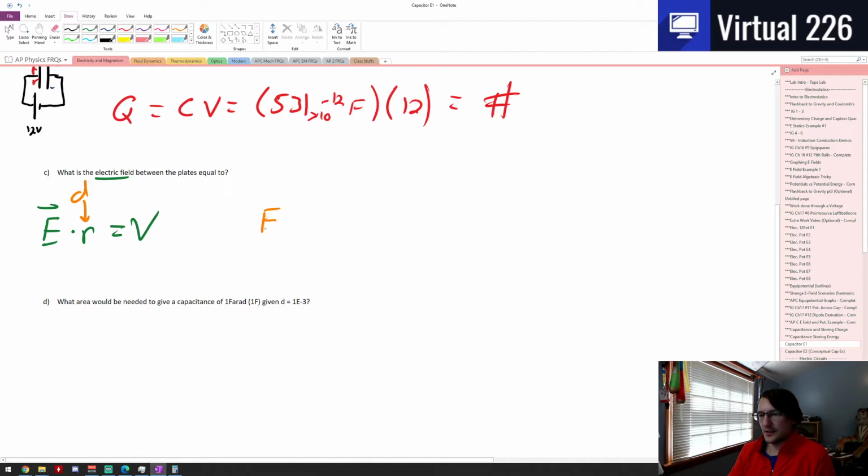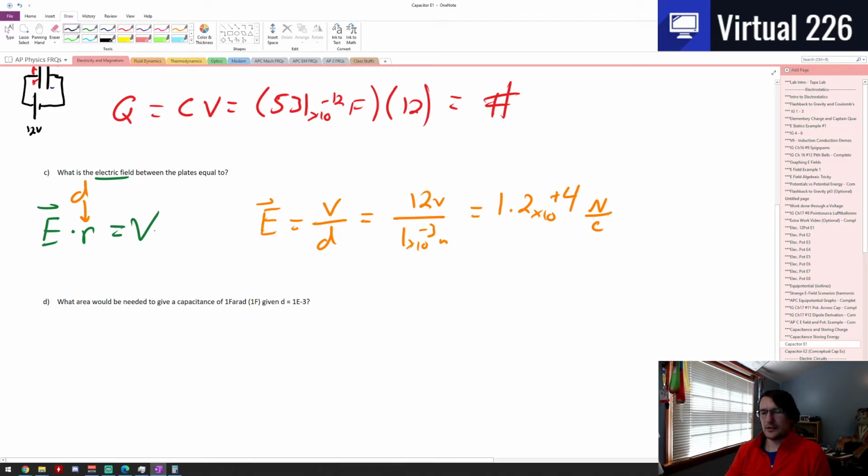So what we have is the electric field is just the voltage divided by the gap. So we're just going to get 12 volts over 1 times 10 to the minus 3 meters. And when we run that, we get, what is that? That's like 1.2 and then -3. We should get like 1.2 times 10 to the positive 4th. And that's units of newtons per coulomb for an electric field.